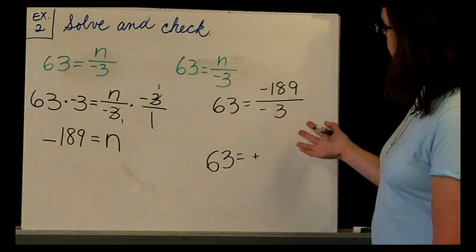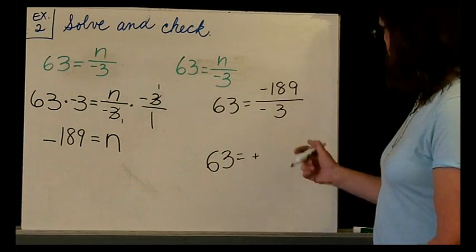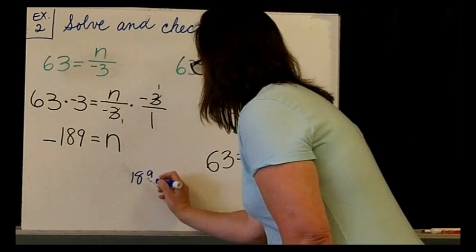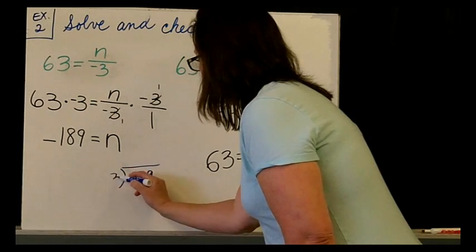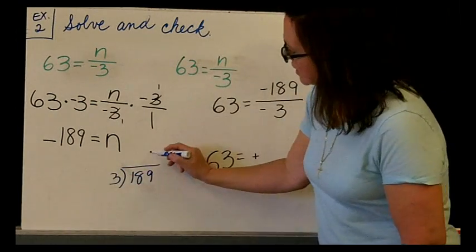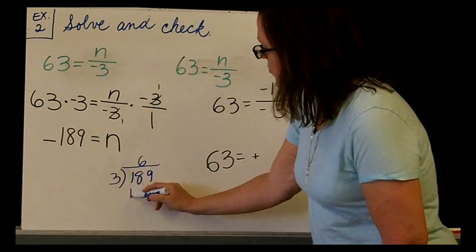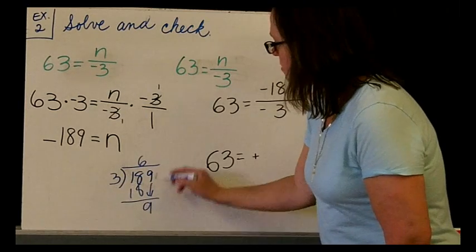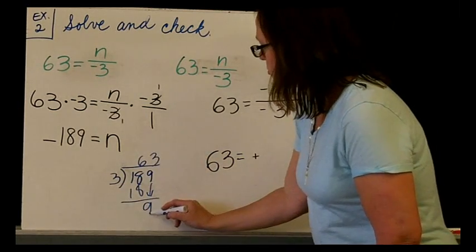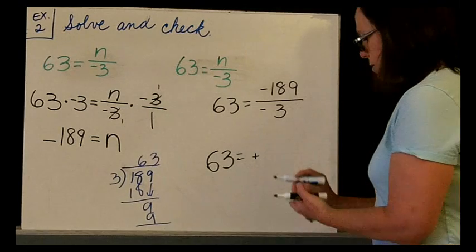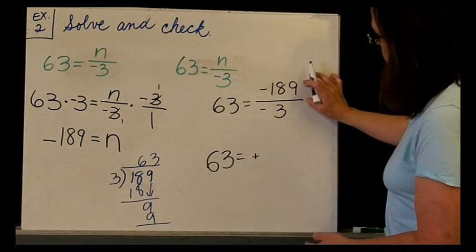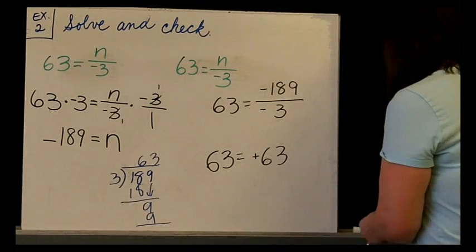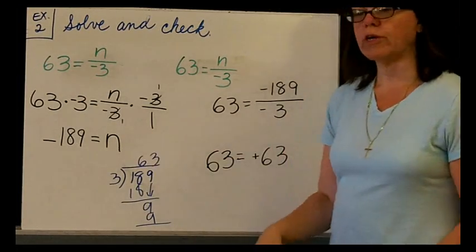And if this is something that you can't do right away or do in your head, then what you need to do is write on the side, do your long division. 3 goes into 18 6 times. 6 times 3 is 18. We bring down the 9. 9 divided by 3 is 3. 3 times 3 is 9. So we find that 189 divided by 3 is 63. So once again, we have proven that our solution is right.